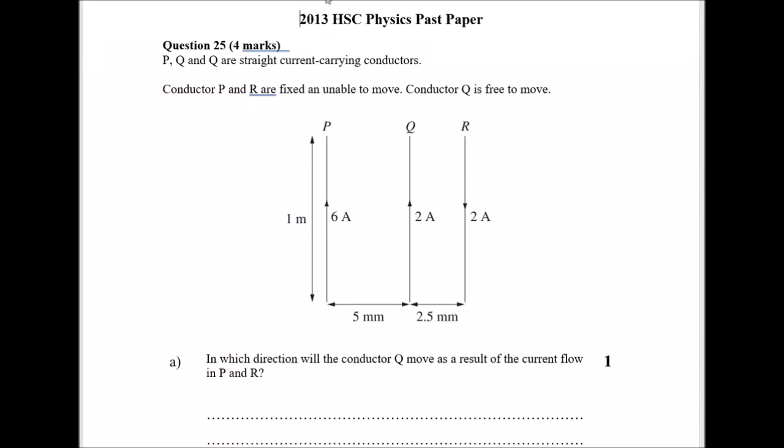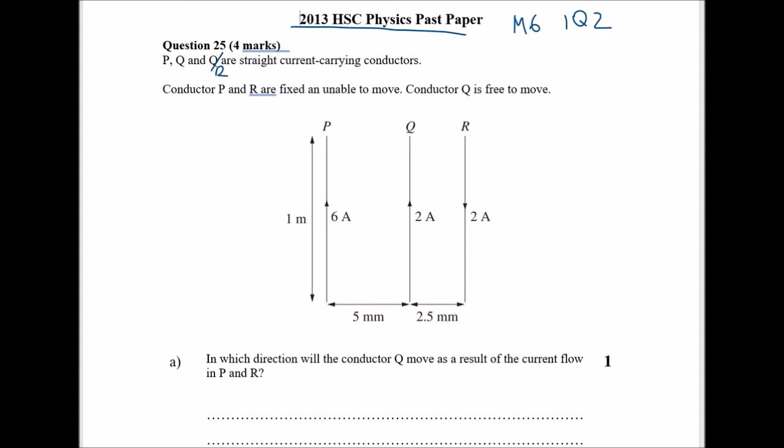Alright, so today we're going to go through the 2013 HSC physics paper. This is for module 6, inquiry question 2, and we're looking at two parallel conductors or three parallel conductors and looking at what kind of force is acting on them. So in this question we have PQR, straight current carrying conductors.